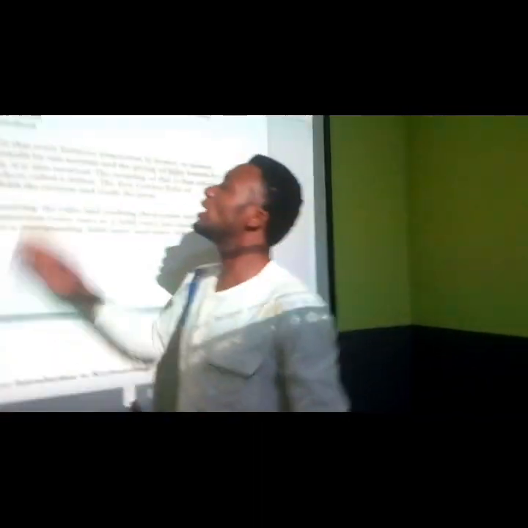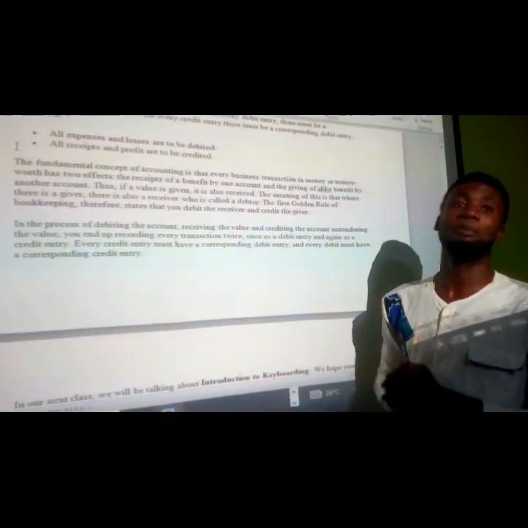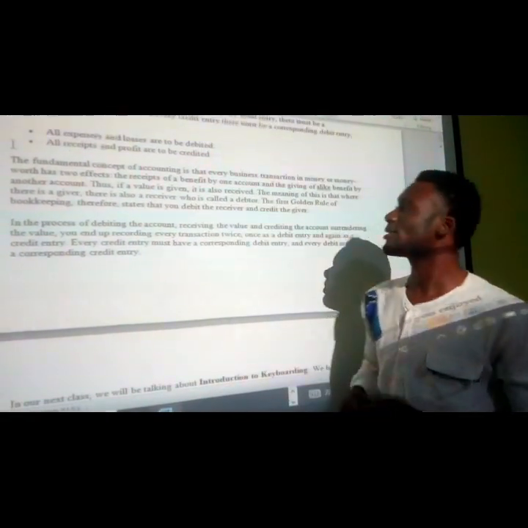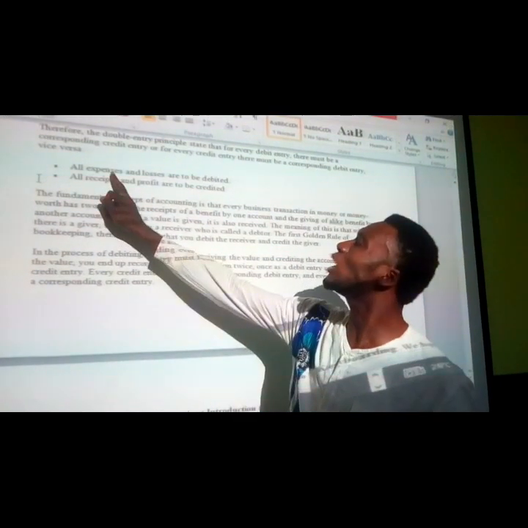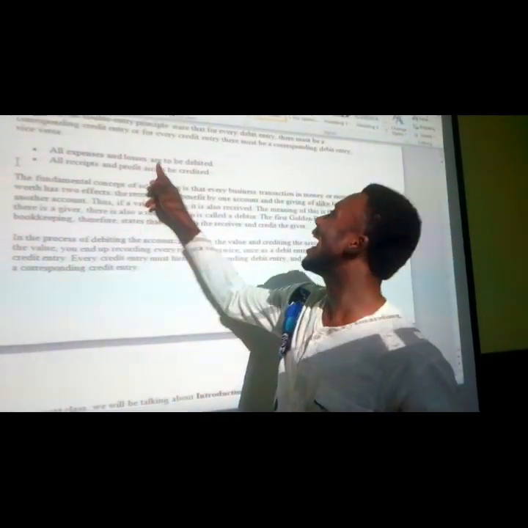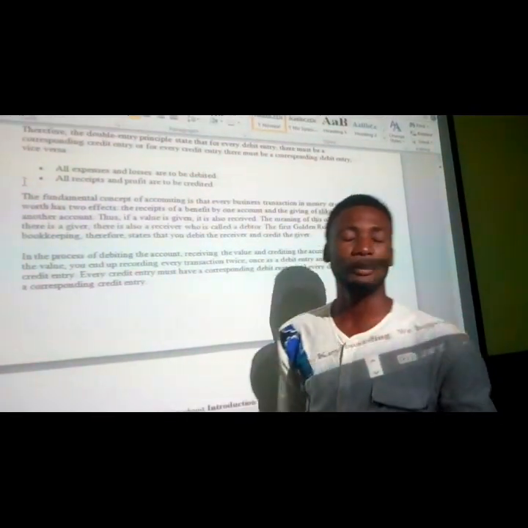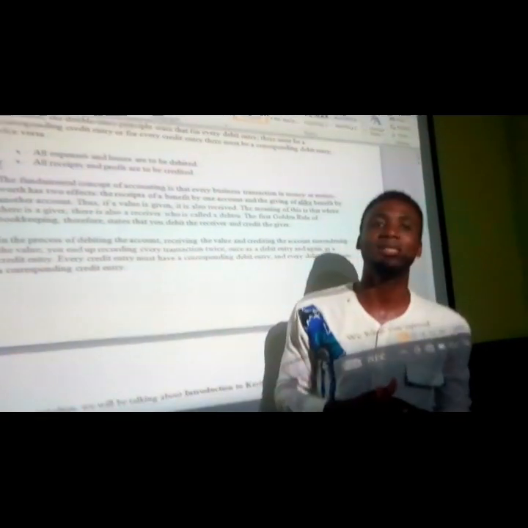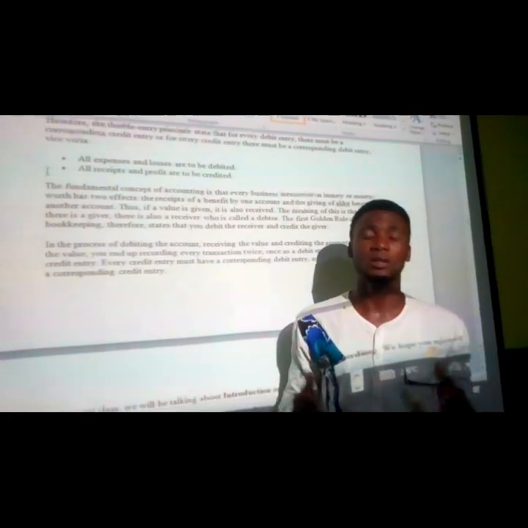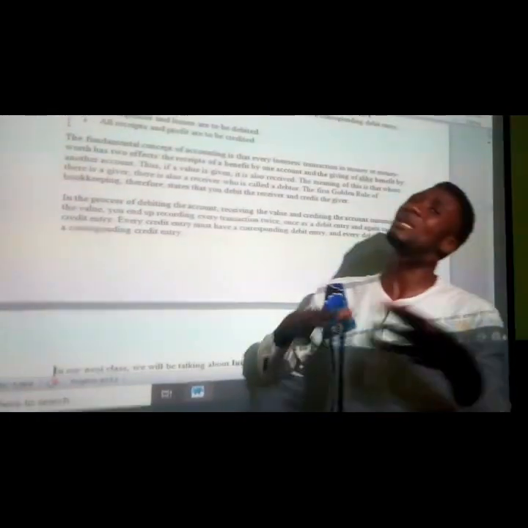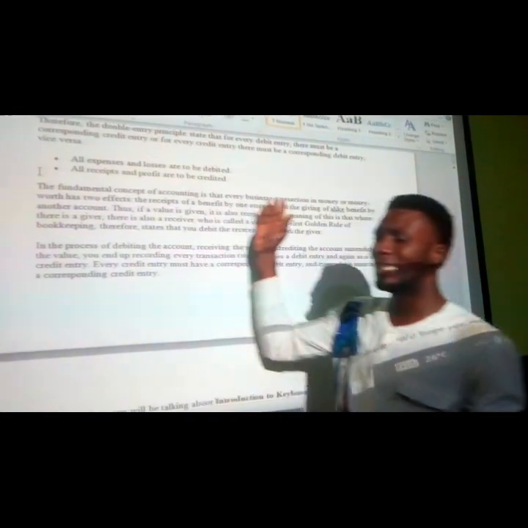Alright, so now let's look at these two concepts, this basic concept of both debit and credit. If you look at concept number one, it says that all expenses and losses are to be debited. That means every expense that a business owner is incurring should be recorded under what?